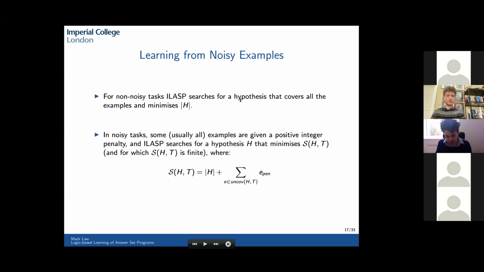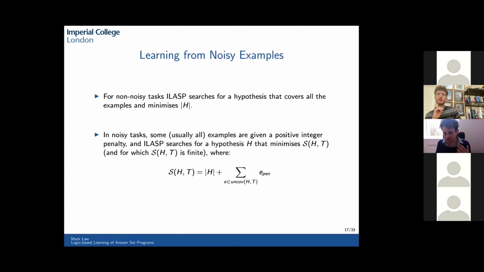And then if we have to choose between two candidate hypotheses that cover all of the examples, we would pick the shorter hypothesis. If they're both the same length, then we just pick arbitrarily. By length, I usually mean the number of literals in the hypothesis, although the user can actually control this to some degree. In noisy tasks, we do it slightly differently.